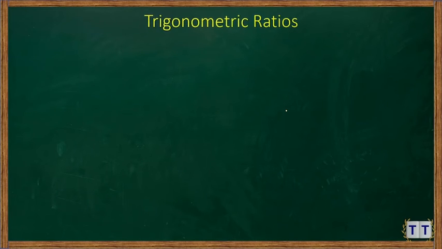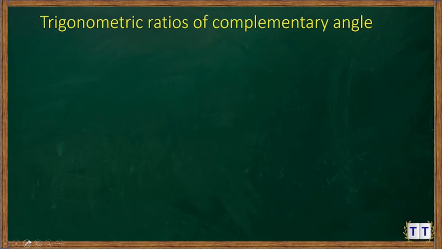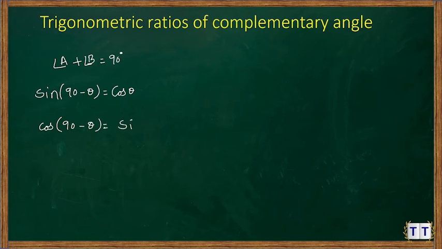Okay, so next we have trigonometric ratios of complementary angles. If the sum of the two angles, that is angle A plus angle B, is equal to 90 degrees, these are called complementary angles. So we have formulas for trigonometric ratios of complementary angles: sine 90 minus theta equals cos theta. Then cos 90 minus theta equals sine theta. So remember like this, sine means cos, cos means sine.